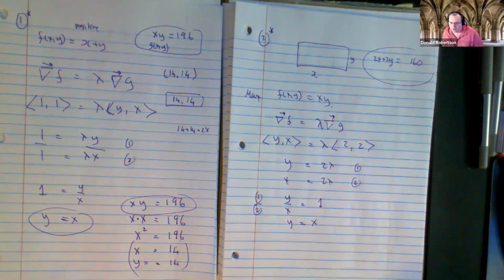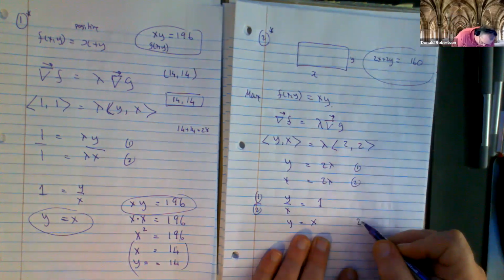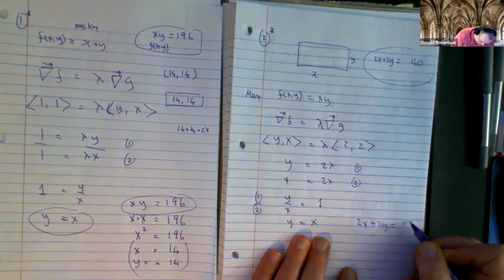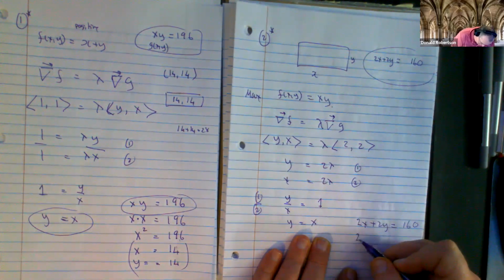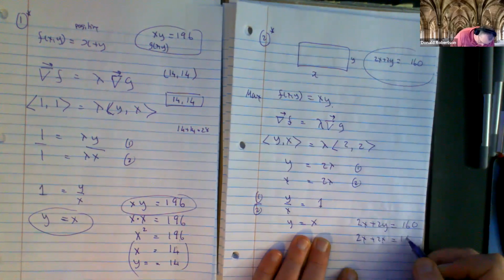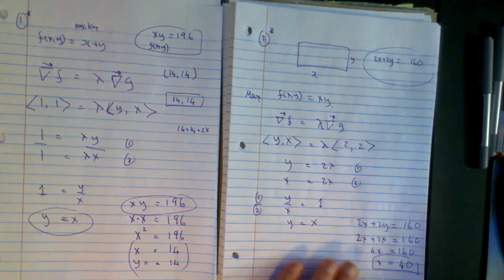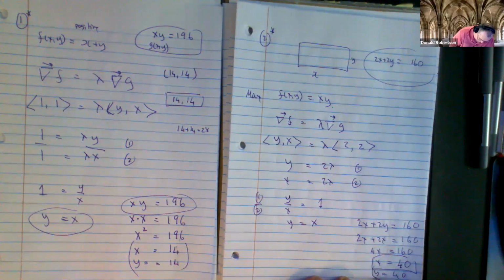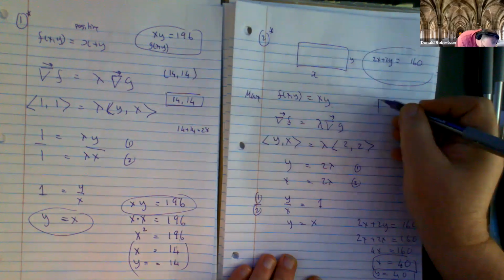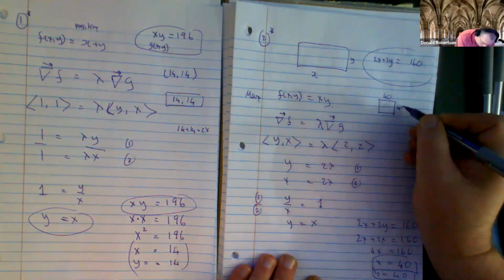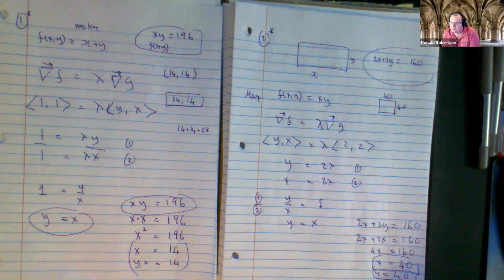Great. So I know that y equals x. All I need to do is take the constraint function, replace the y with x. So x is going to be 40 and y is going to be the same. So if you want this to be true, don't you make a square 40 by 40? And that will get you the maximum area. We're done.